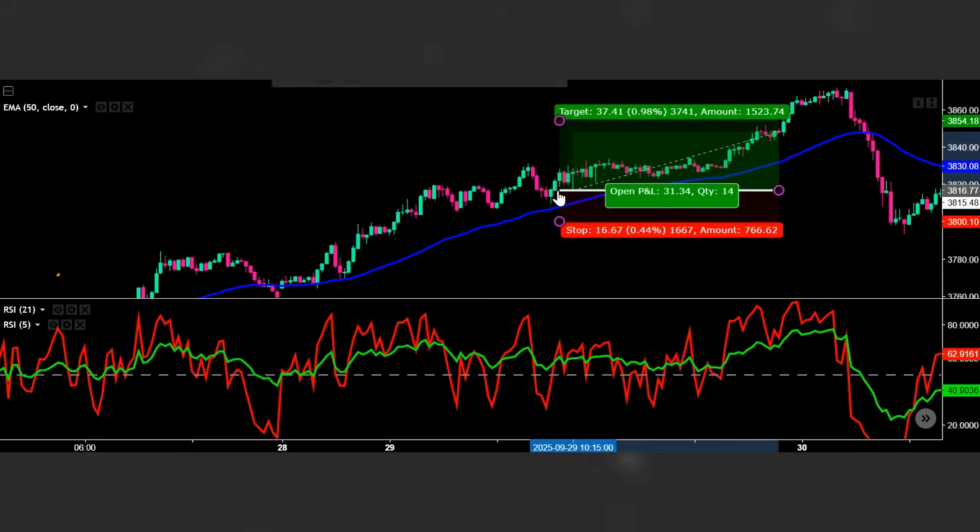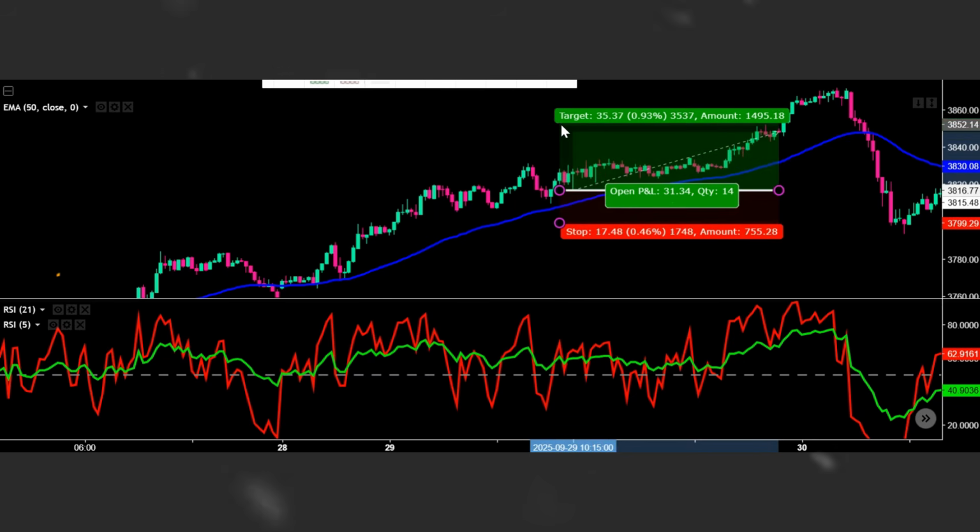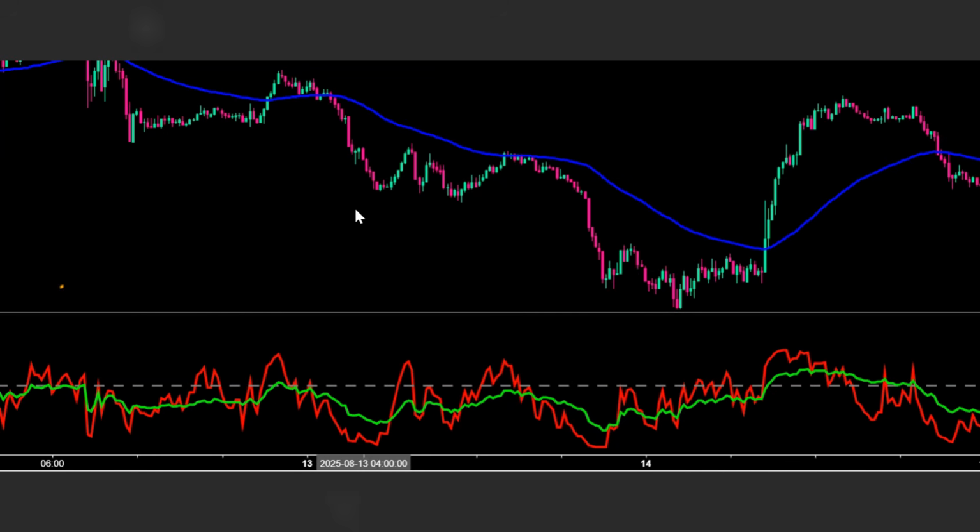We placed the stop loss below the recent swing low and set the take profit at a 1-to-2 risk-to-reward ratio. In this example, the price continued upward and the trade easily hit the target. Now let's see a sell example.